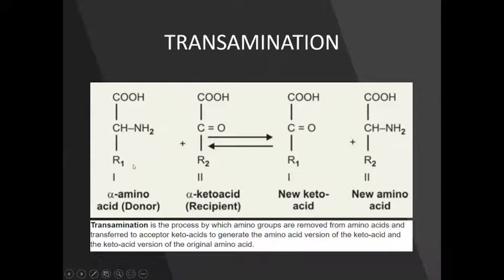So this is the alpha amino acid. This is the R1 group. Here you can see the amino group, and this is the alpha keto acid, with the keto group. This is R1 and the R2 group. One is an amino acid, another is a keto acid. When these two combine together, an exchange of the amino group and the keto group takes place. In R1, the amino group is replaced by the keto group, and in R2, it is replaced by the amino group. So a new keto acid and a new amino acid are formed. This is what we call transamination.